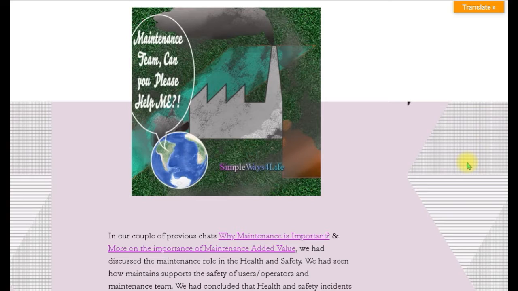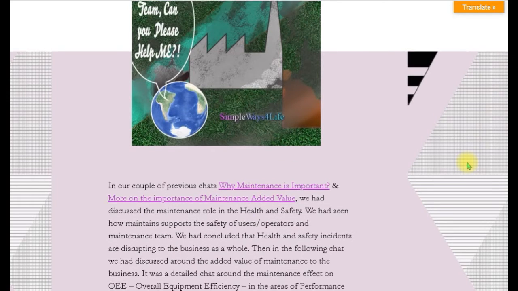So what is the contribution of maintenance to the environment? That's a very important topic. We had discussed the importance of maintenance for added value and for health and safety, which is a supreme priority. But how does maintenance affect the environment? To understand this concept, we need first to understand what the environment is.